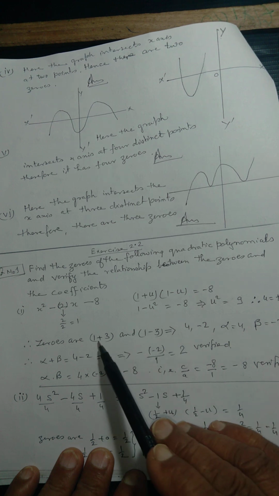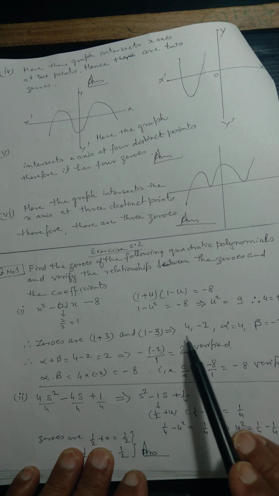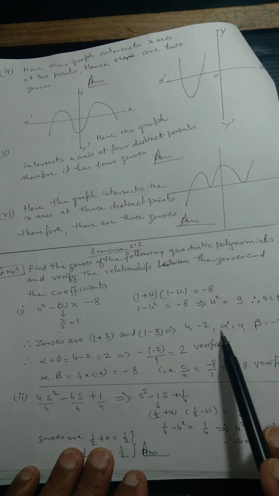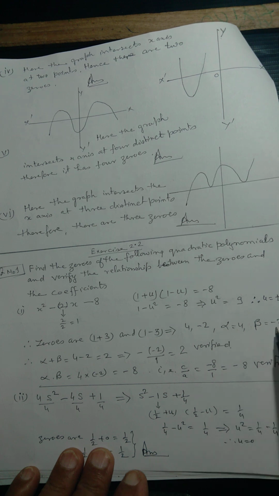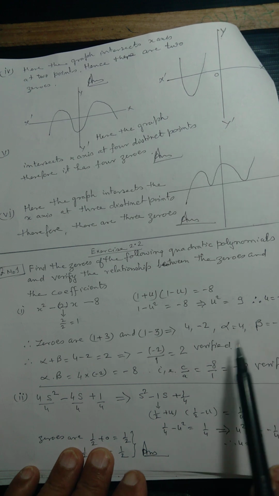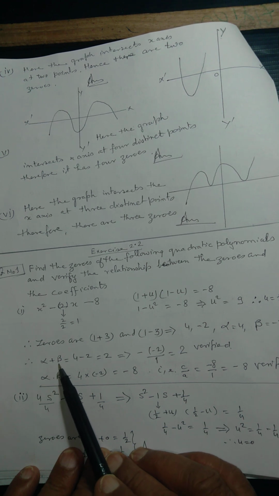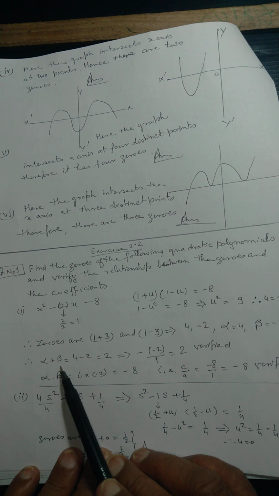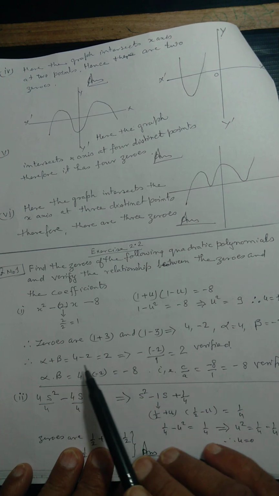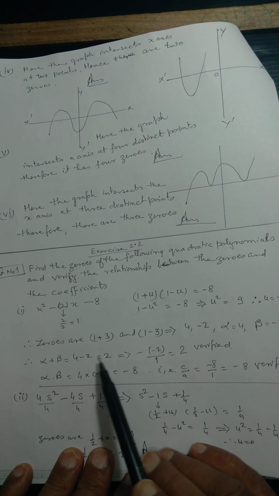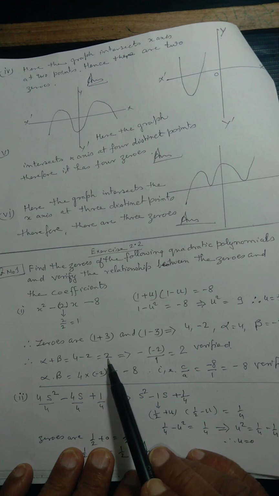So if you just solve it, 1 plus 3 is 4, and 1 minus 3 is minus 2. So your alpha is 4 and beta is minus 2. These are the two roots. So the sum of the roots, alpha plus beta, you add 4 minus 2. What will be the ultimate result? That will be 2.